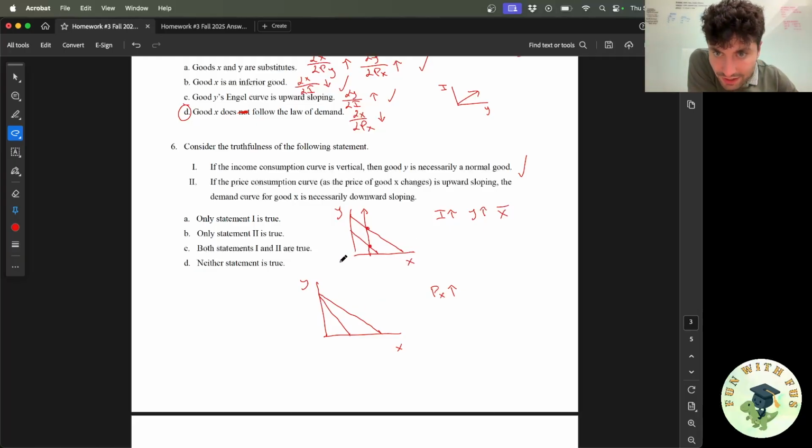So we are given that the PCC is upward sloping. So if I wanted it to be upward sloping, then I would have to make it look something like that, where as my price of X increased, so as we go from this one, no, it's the reverse.